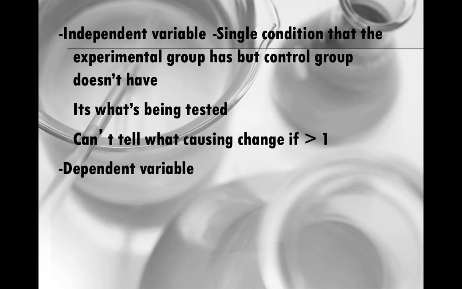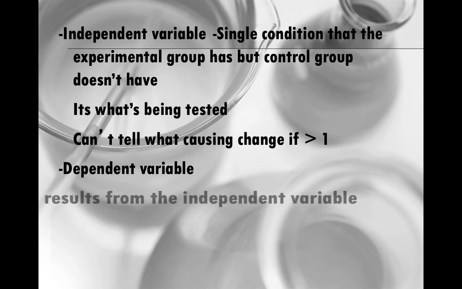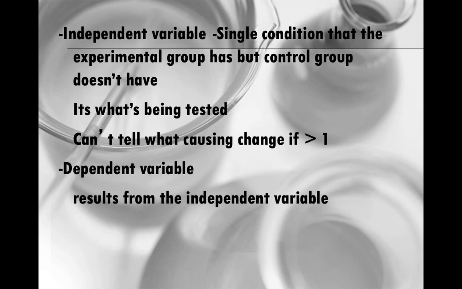Going along with the independent variable, experiments have a dependent variable. Dependent variable is just a fancy word for data. These are the results from the independent variable, whatever the independent variable caused. So it's also called the data, aka data.